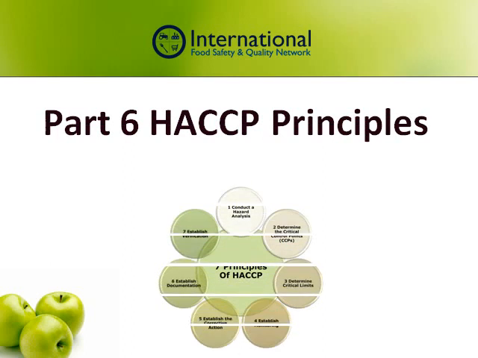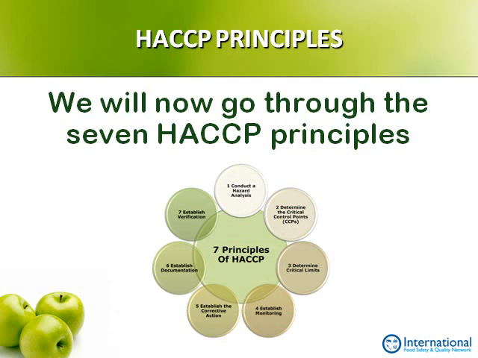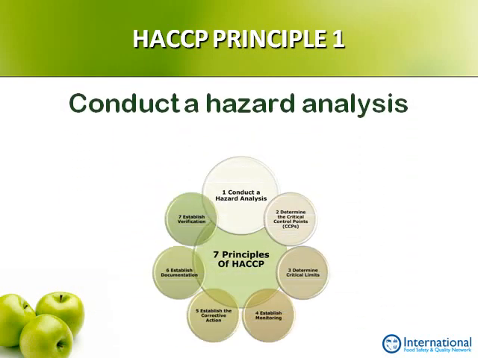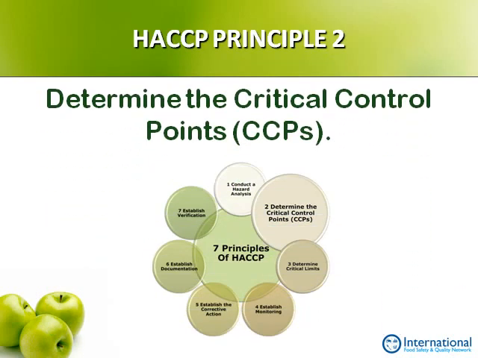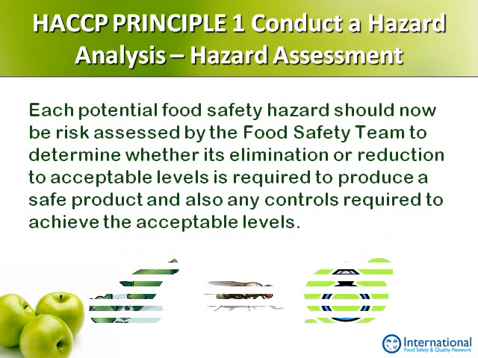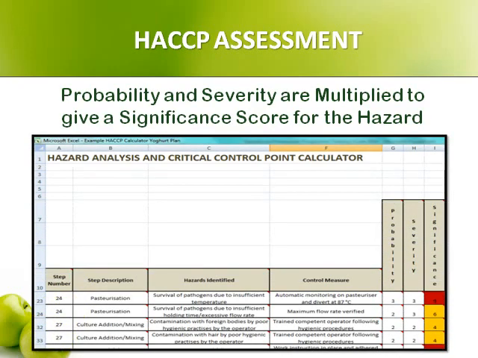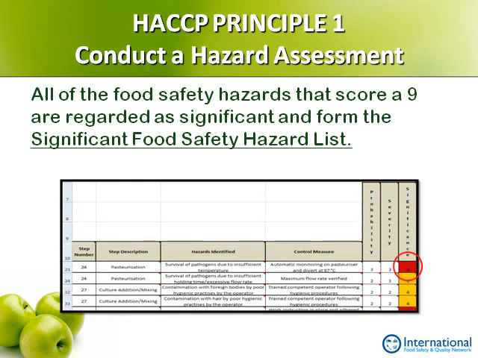Part 6, HACCP Principles. We will now go through the 7 HACCP principles. Principle 1, conduct a hazard analysis. Principle 2, determine the critical control points, CCPs. Each potential food safety hazard should now be risk assessed by the food safety team. Probability and severity are multiplied to give a significance score for the hazard. All of the food safety hazards that score a 9 are regarded as significant and form the significant food safety hazard list.